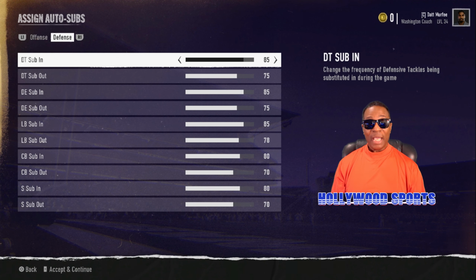Now let's talk about the defense. Defensive tackles are going to take a lot of punishment too, guys. A lot of fatigue, a lot of stamina is going to be taken from those guys. So you want an 85-75. You want a nice rotation on your D line.